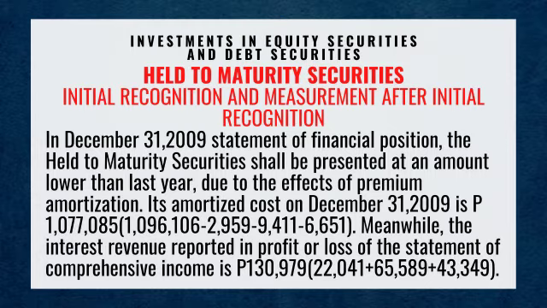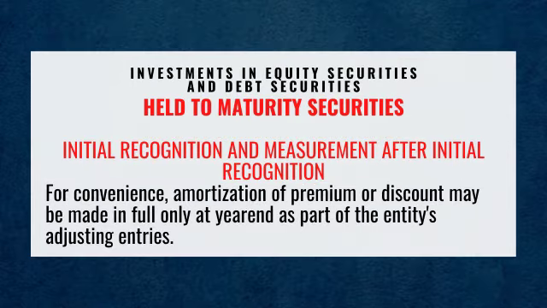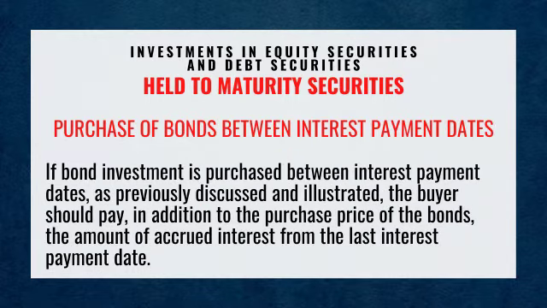Meanwhile, the interest revenue reported in profit or loss of the statement of comprehensive income is 130,979 pesos. It is computed as 22,041 plus 65,589 plus 43,349. For convenience, amortization of premium or discount may be made in full only at year-end as part of the entity's adjusting entries.